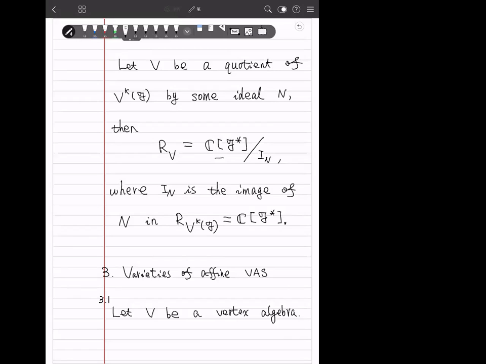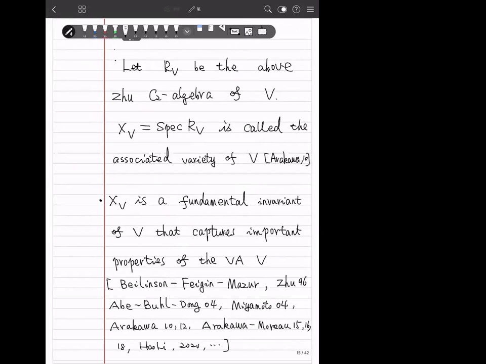Now we look at the varieties of affine VOAs. First, let V be a vertex algebra, and R_V its C_2 algebra. Then X_V is the scheme of R_V, called the associated variety of V. We see that X_V is a fundamental invariant of V, and sometimes it captures the important properties of V. There are some references here; I just noted some of them. I'm sorry, for other things I didn't give all the references.